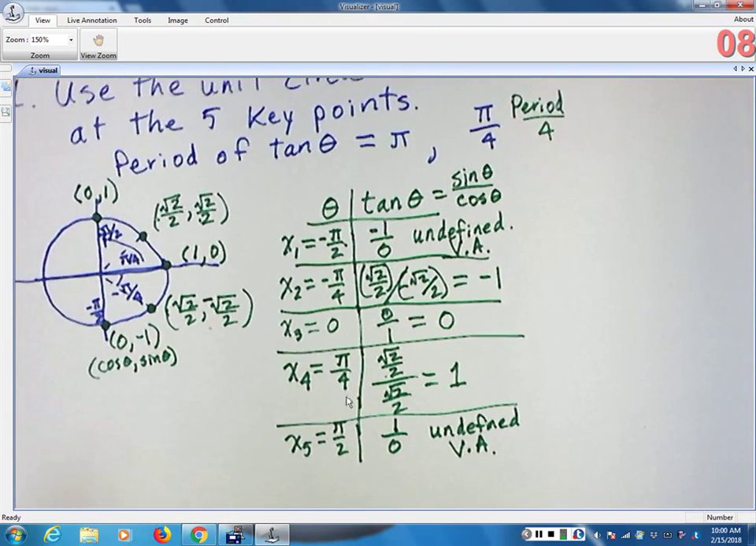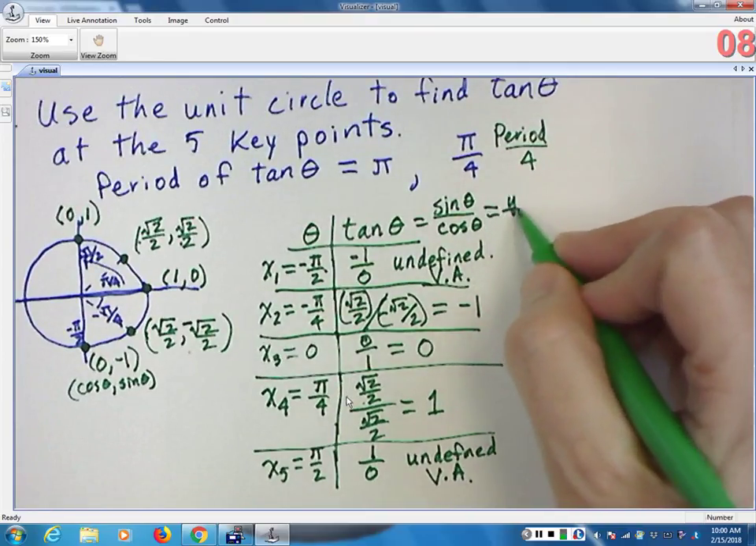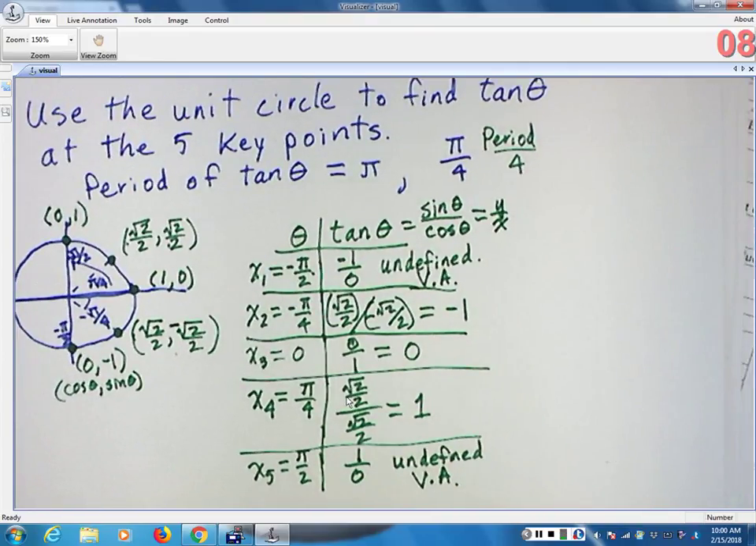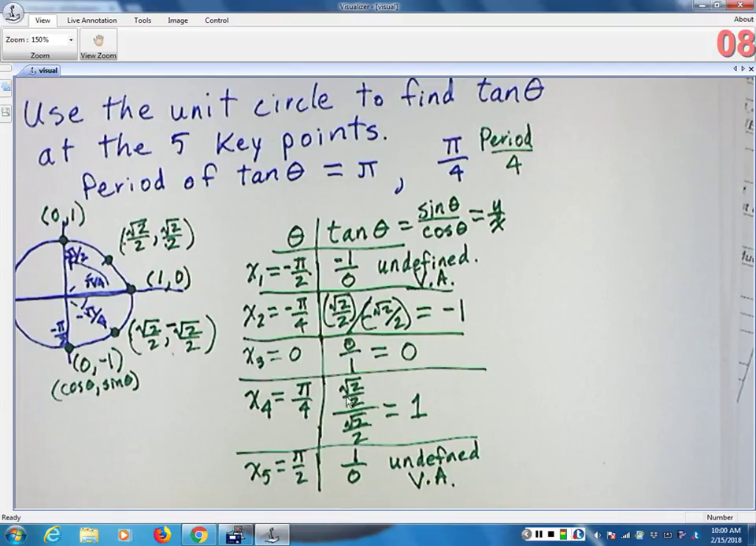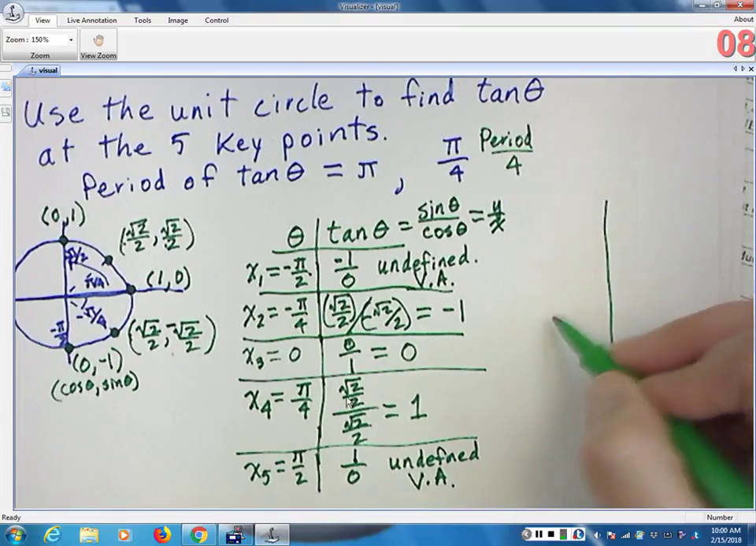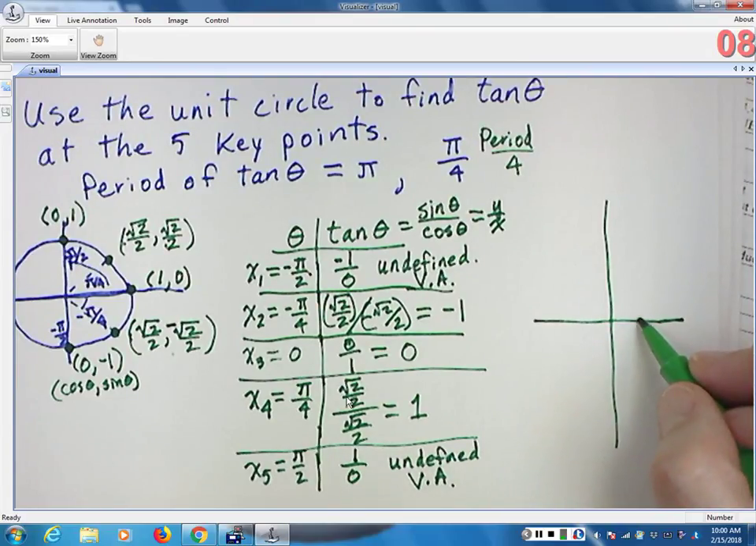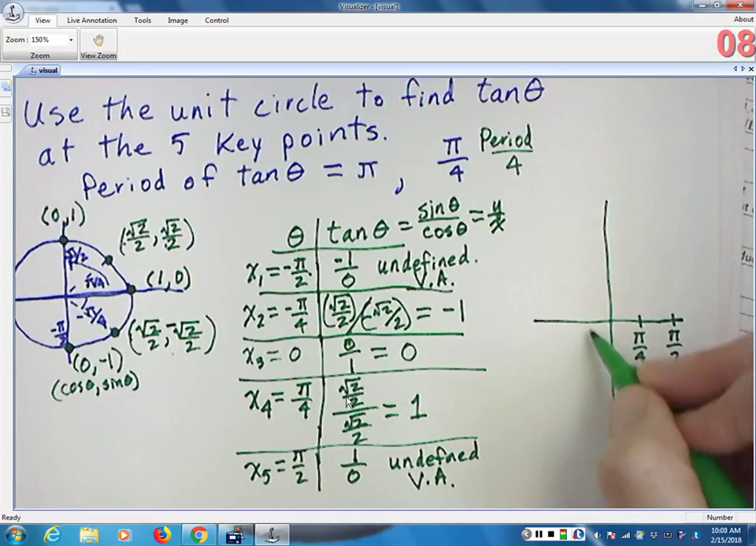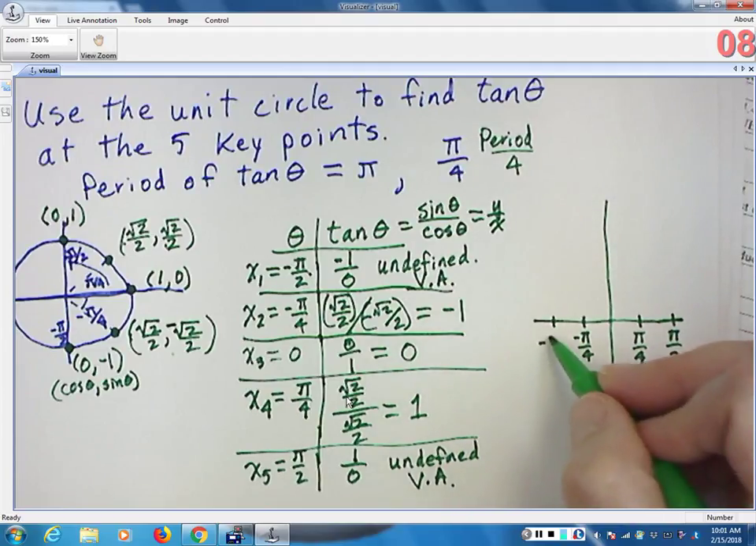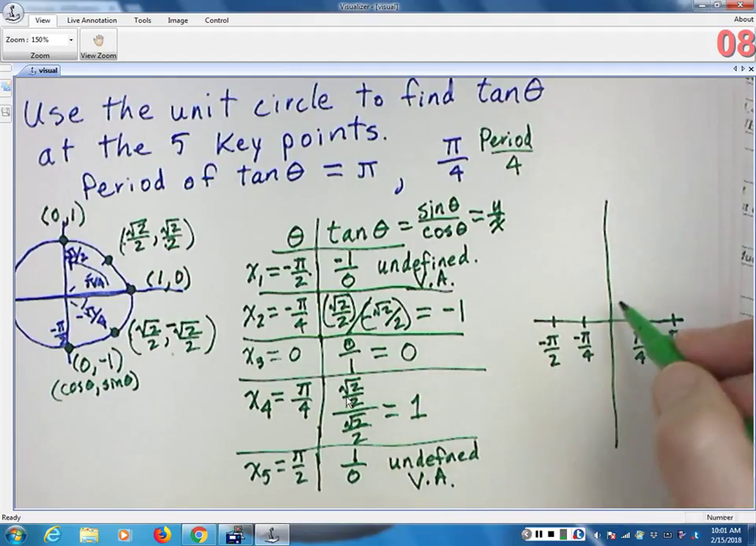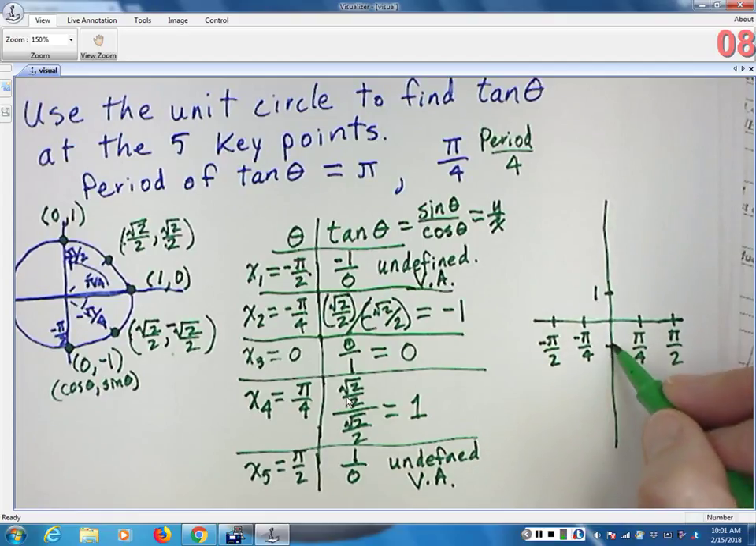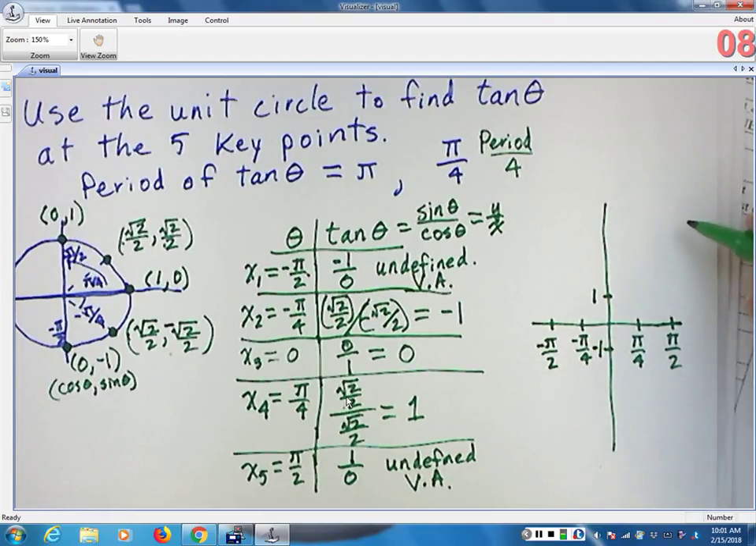Using that y over x, you know. So here's the graph. This is pi over 4. This is pi over 2. Minus pi over 4. And this is minus pi over 2. This is 1, and this is negative 1. And these are vertical asymptotes, so you can draw them with dashed lines.